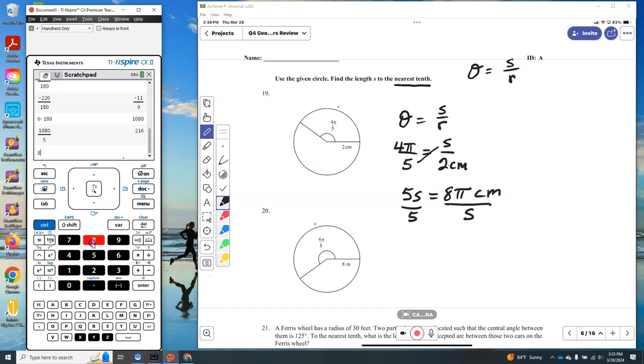So it's going to be 8 pi divided by 5, 5.02. So S equals 5.02 centimeters, approximately. Oh, tenth. So it's 5.0. So knock out the 2, it's 5.0.